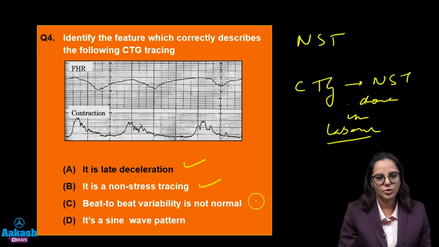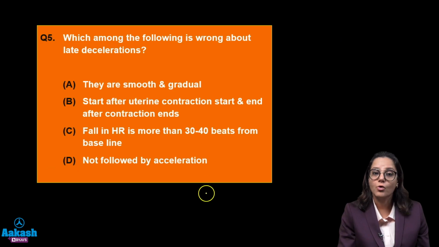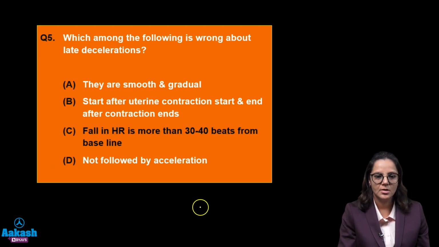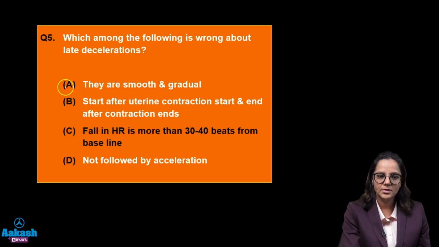Beat to beat variability is not normal. Nothing can be found out from this trace. Is it a sine wave pattern? No, it's not a sinusoidal pattern, right? So therefore, this is your answer. Which among the following is wrong about late decelerations? So are they smooth and gradual? Yes.